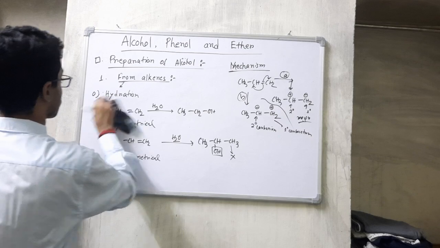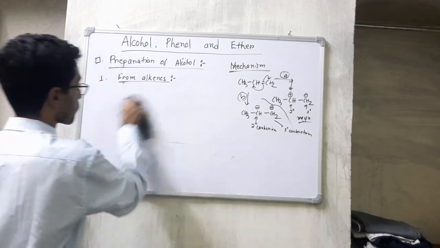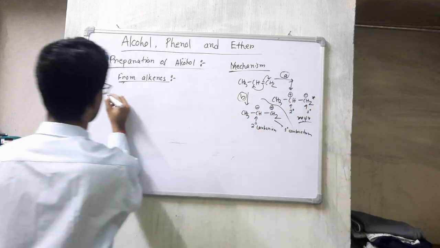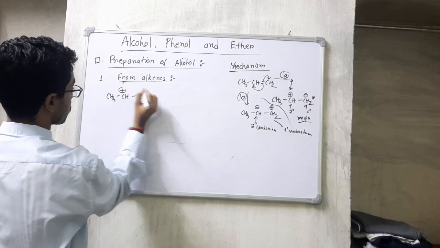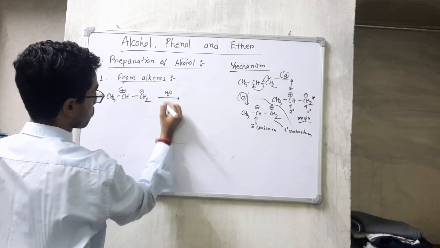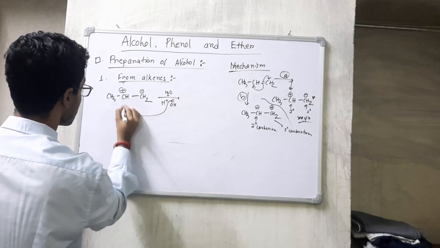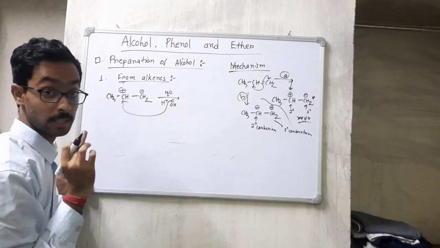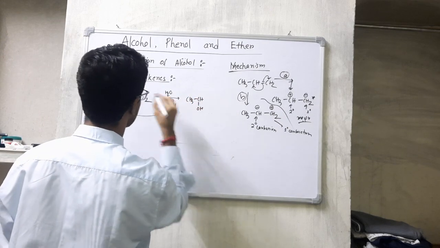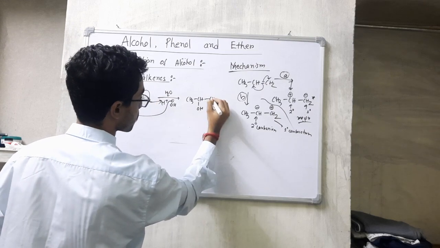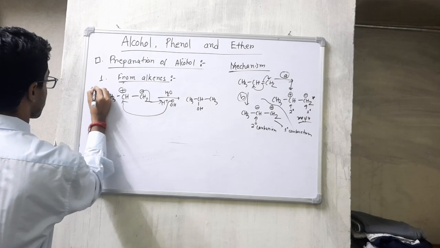What is the second step? In the second step, water is there. Water means H plus and OH minus. So OH minus attacks this carbon center, and we get CHOH, and this H attracts the H plus. This is a secondary alcohol. So it is the number one hydration process.